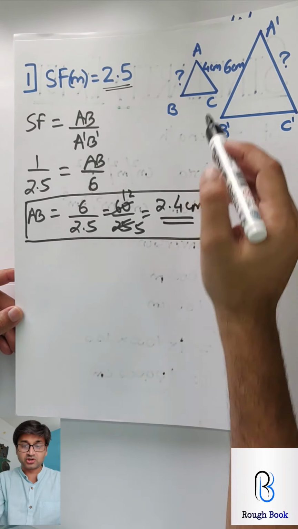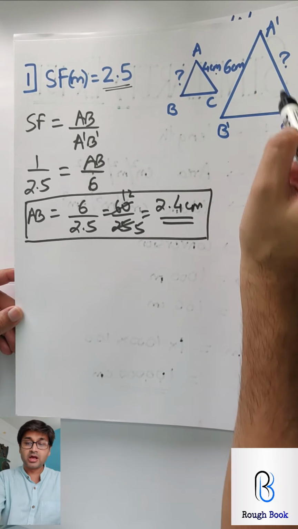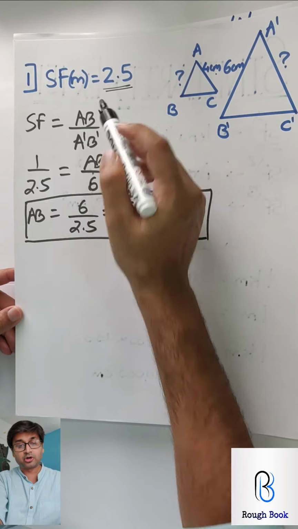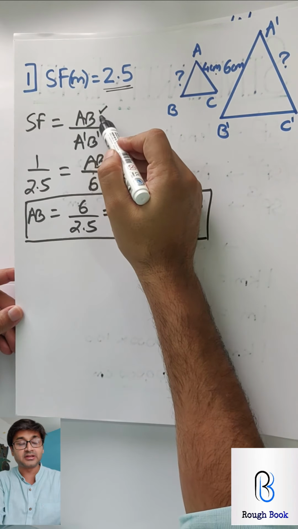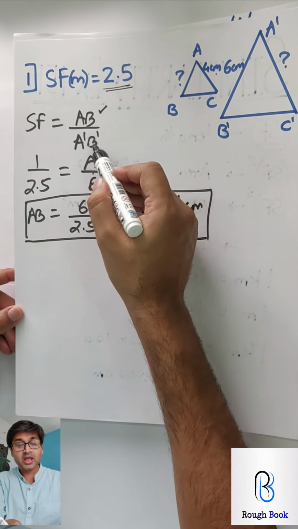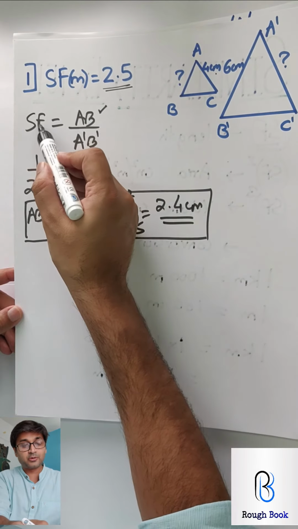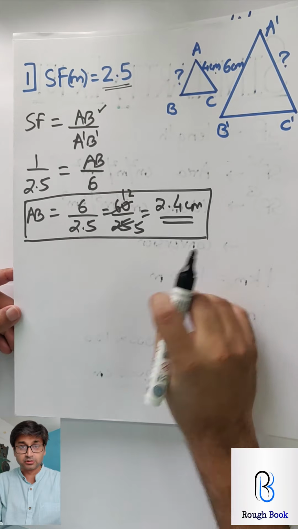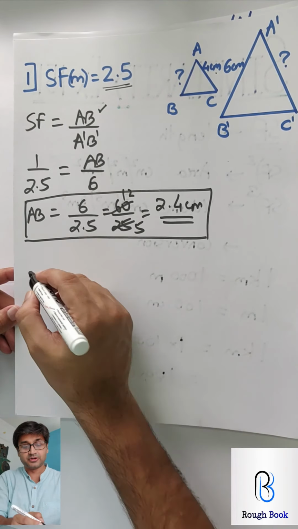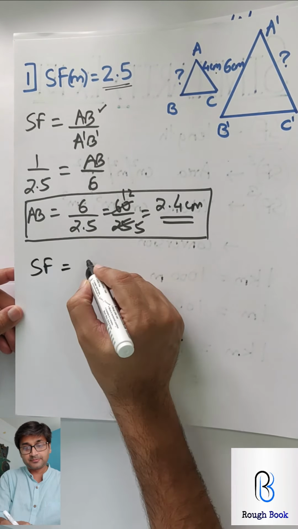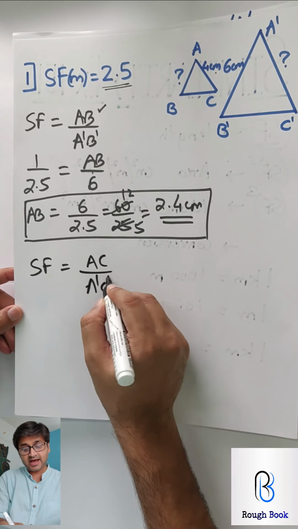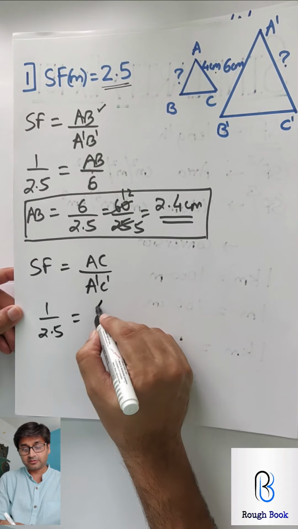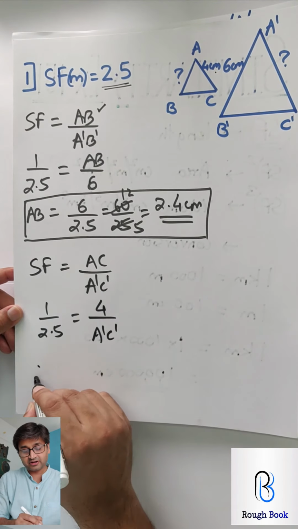Now use the same logic. This time they say AC is 4. How much will A dash C dash be? Remember whatever you're writing on top. My thumb rule is to always write the smaller, that is the model, on top and the monument down. So the scale factor is always 1 upon something. If you follow this thumb rule throughout this exercise, it's going to be very simple. So again, scale factor AC upon A dash C dash is 1 by 2.5, where AC is 4 and A dash C dash we are trying to find.